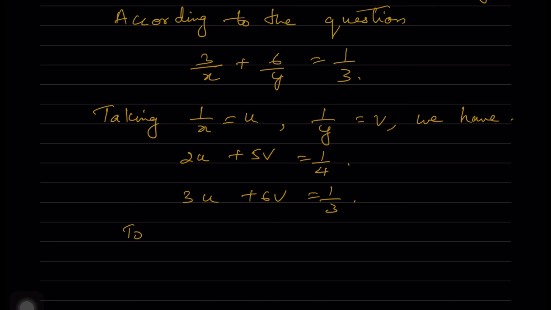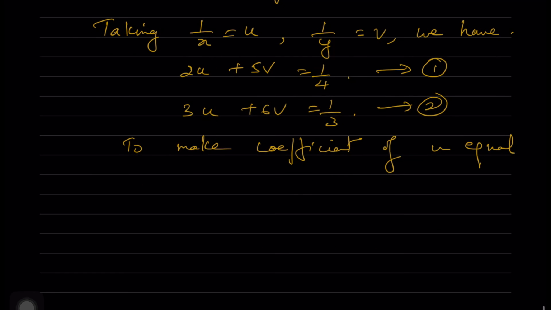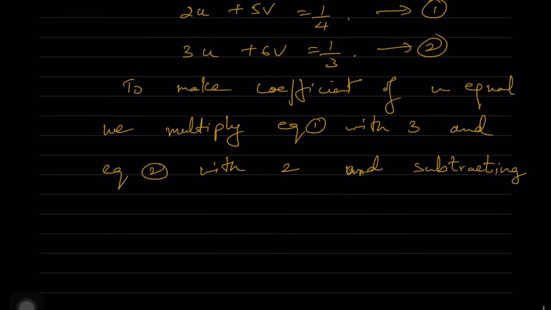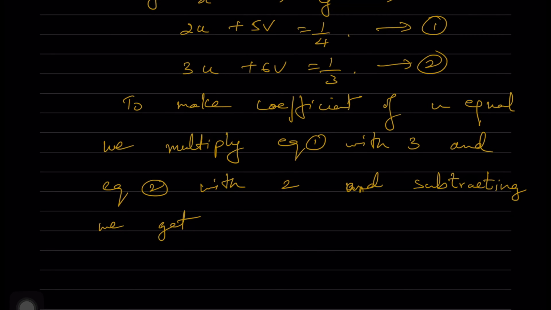Now we have to make the coefficients of one of the variables equal. To make the coefficient of u equal, we multiply equation 1 by 3 and equation 2 by 2. So what are we getting? 6u plus 15v is equal to 3 by 4, and 6u plus 12v is equal to 2 by 3.